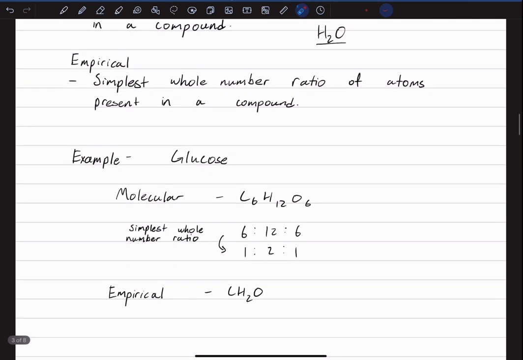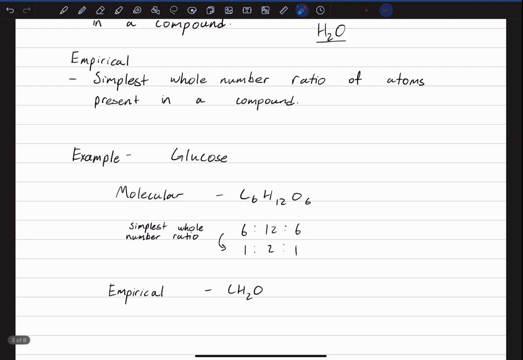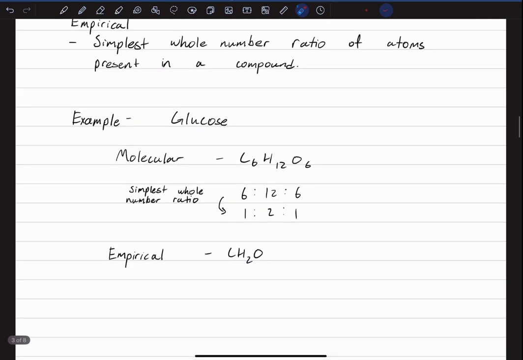To show this, we have an example, glucose, with a molecular formula of C6H12O6. There is a ratio of 6:12:6 in the atoms. The simplest ratio of this would be 1:2:1. Therefore, the empirical formula is CH2O.